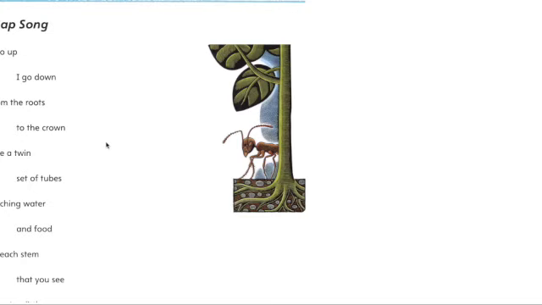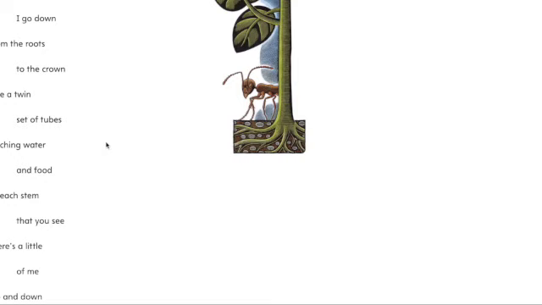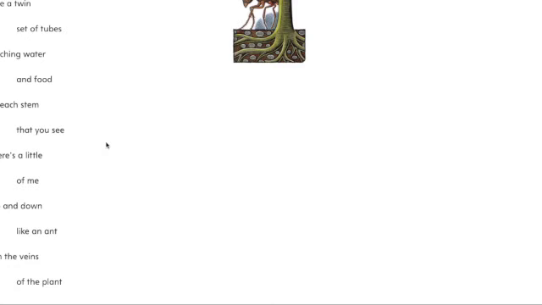So, Sap Song. I go up, I go down, from the roots to the ground, like a twin set of tubes, fetching water and food. In each stem that you see, there's a little of me. Up and down, like an ant, I'm the veins of the plant. What am I?